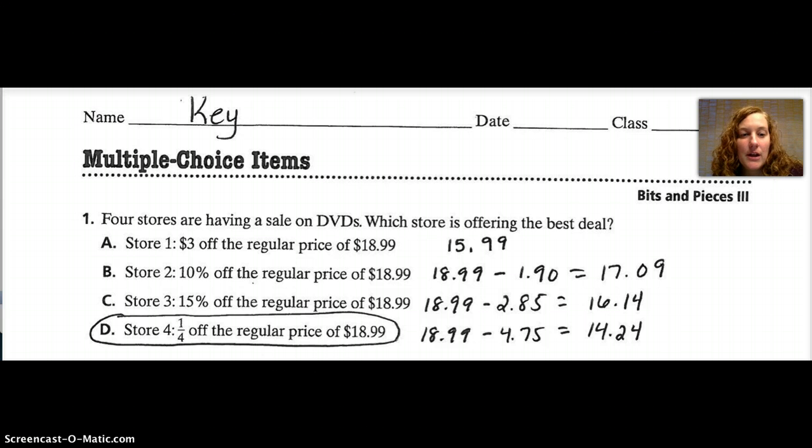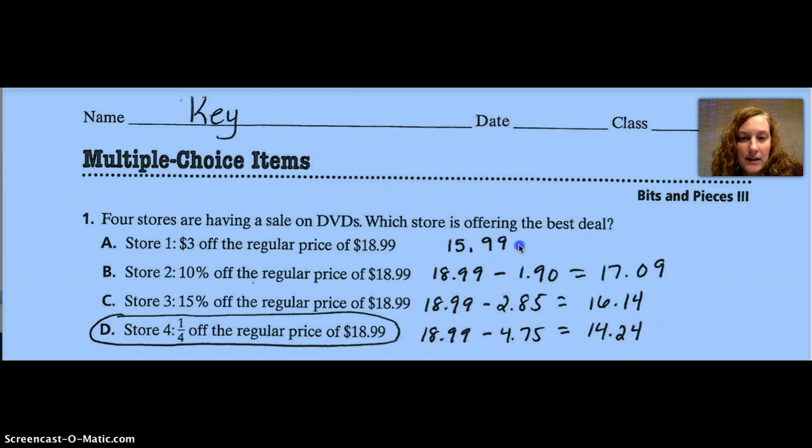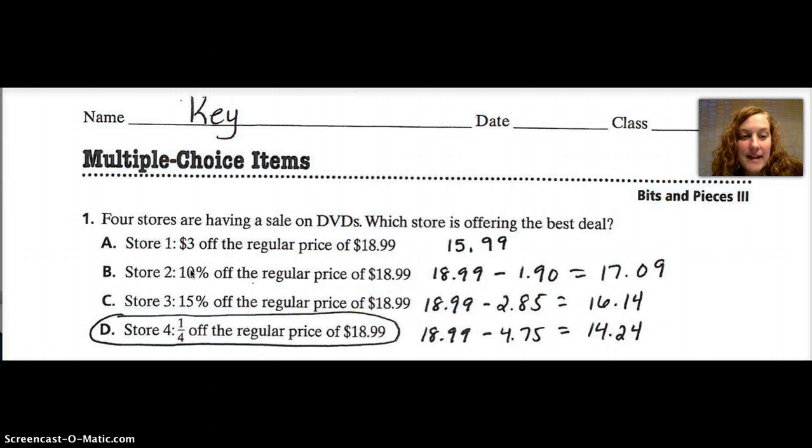choice items. The first question: 4 stores are having a sale on DVDs. Which store is offering the best deal? You need to look at each price and figure out how they're going to work out. $3 off the regular price will give you $15.99. 10% off a regular price is $18.99 minus $1.90 would give you $17.09. 15% off the regular price of $18.99 is $18.99 minus $2.85, which gives you $16.14.